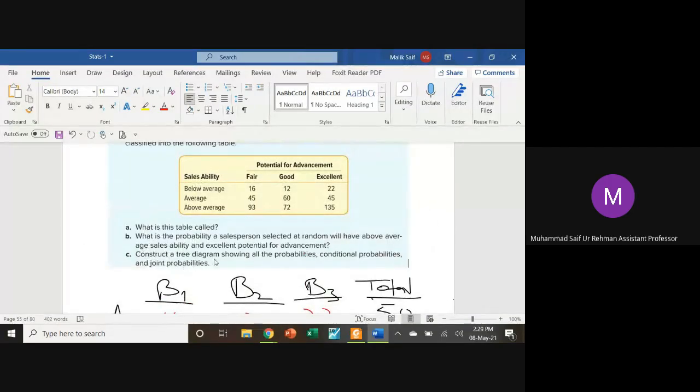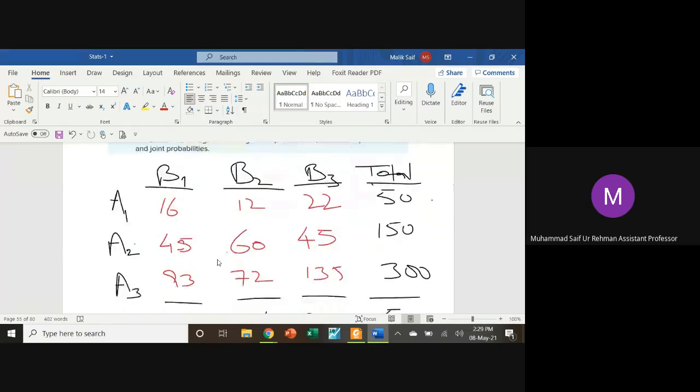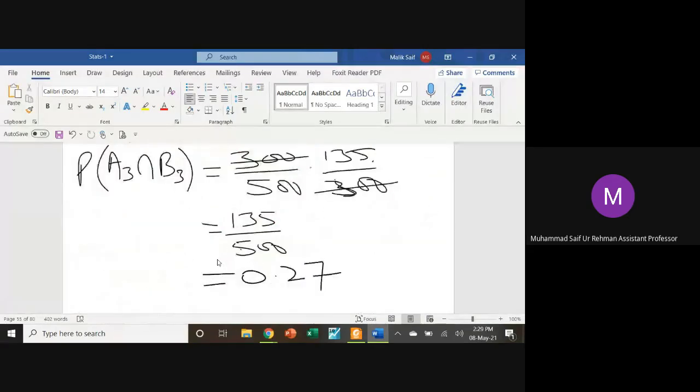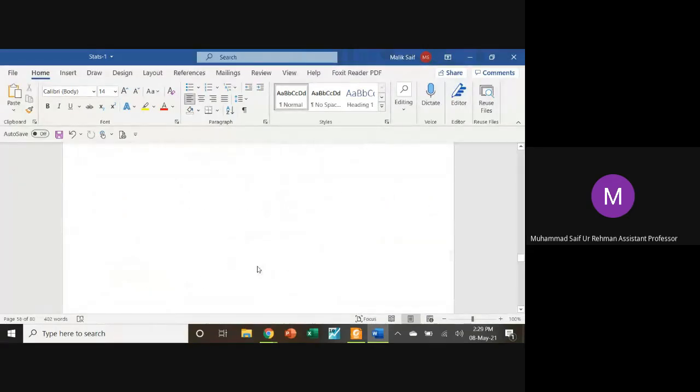Construct a tree diagram showing all probabilities, conditional probabilities and joint probabilities. So how will you draw this? This is the question that we have to answer today, because this is the new topic, tree diagram. So you may start from a stem. Let's say this is the stem. Now you may move in any direction.